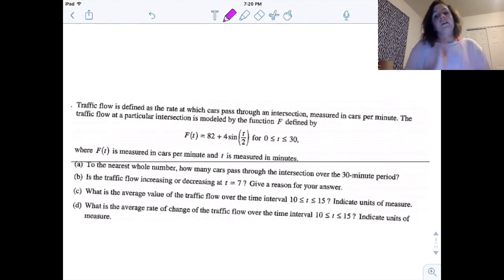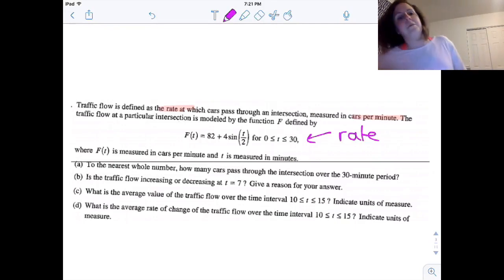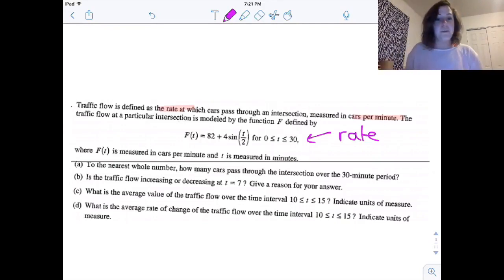So traffic flow is defined as the rate at which cars pass through an intersection measured in cars per minute. So immediately when I see that, I think that this is a rate and it's in cars per minute. So this I already know is a rate, right? So the thing they gave me there is a derivative, okay? The traffic flow at a particular intersection is modeled by this function. F of t is 82 plus 4 sine of t over 2 between 0 and 30. And again, cars per minute and minutes. So I'm going to look at A, B, C here for sure.